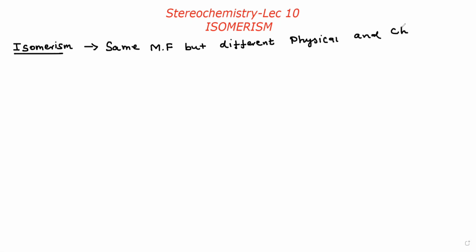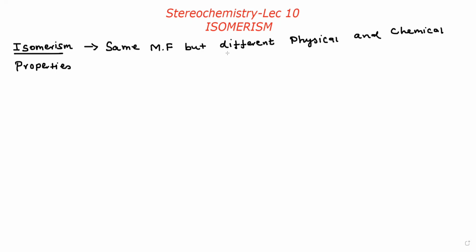Please note: same molecular formula, but different physical and chemical properties. They call this isomerism. Now how is isomerism classified?